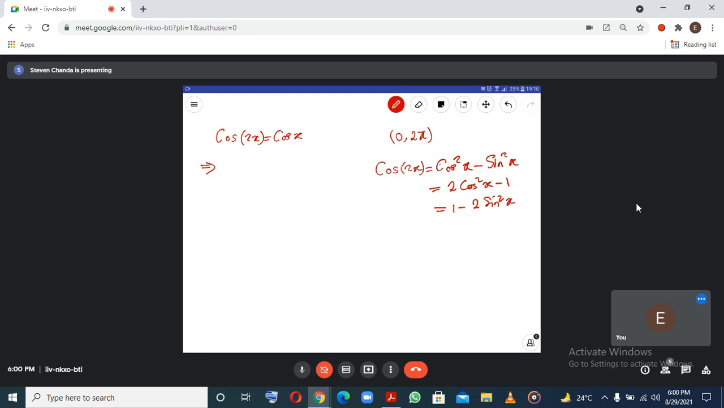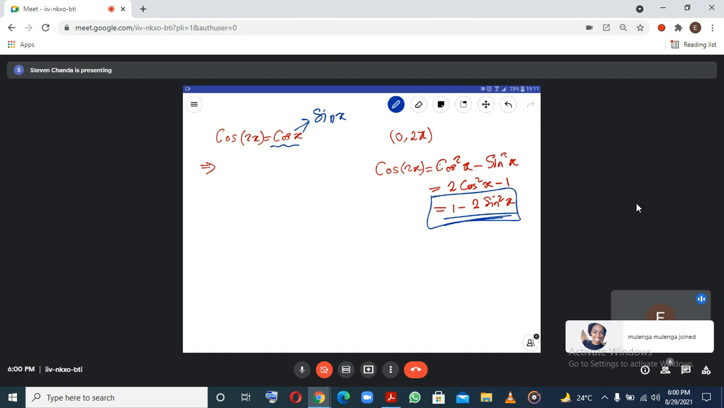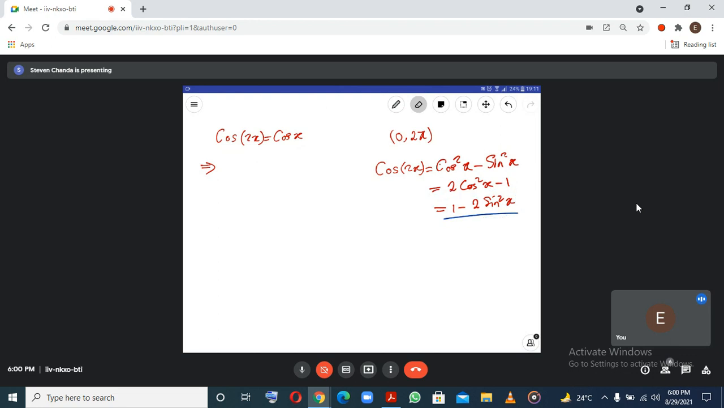Now, which one are you going to use in this particular case? What you are trying to look at is what you are having here. If for instance where we have here we had sine, in that case we could have gone for this equation so that we can have a quadratic equation which we can solve and answer like that. But because we've got the cos here, it will be easy for us to use this format of this equation.